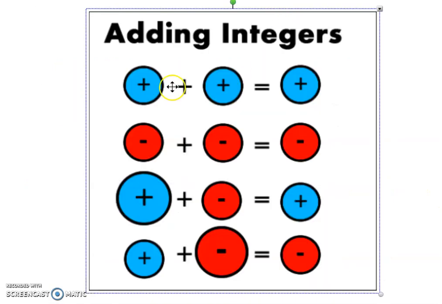Here's another way to look at it. Two positives added together is a positive. Two negatives added together is a negative. The bigger circle here is a positive, meaning that's the bigger number. So a positive plus a negative will be a positive. When the bigger number is a negative, positive plus the negative would become a negative. So that means that's the larger number. So what do you do when you have two different signs? You subtract and keep the sign of the bigger number.